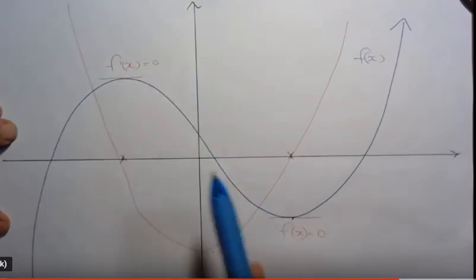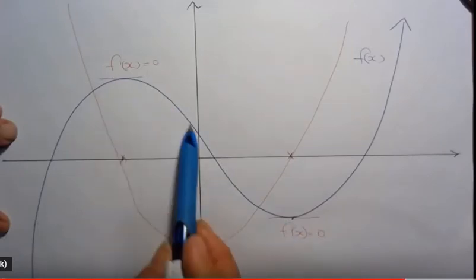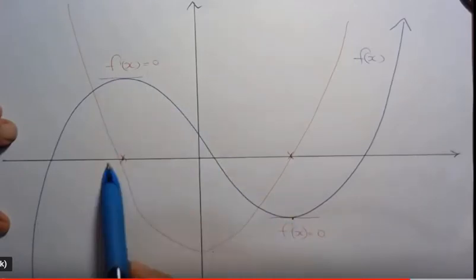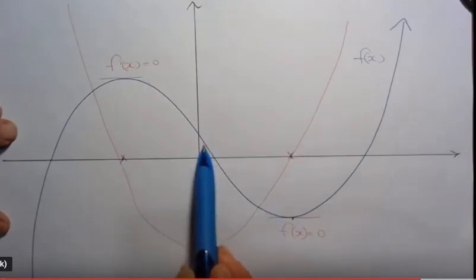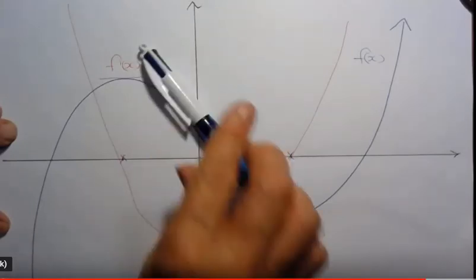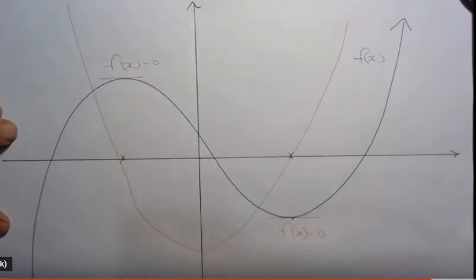Between my maximum and minimum points, my graph is decreasing. So my gradient is in the negative realm. And at this point, it's the most negative. It's decreasing at the fastest rate. Remember, the derivative gives us our rate of change. Here, my gradient is 0.